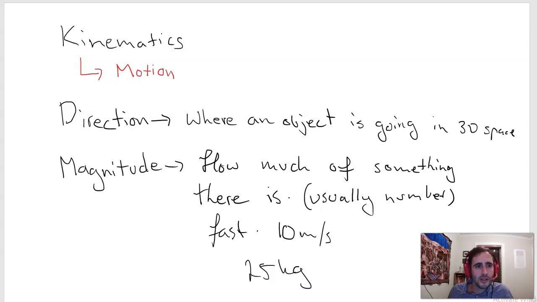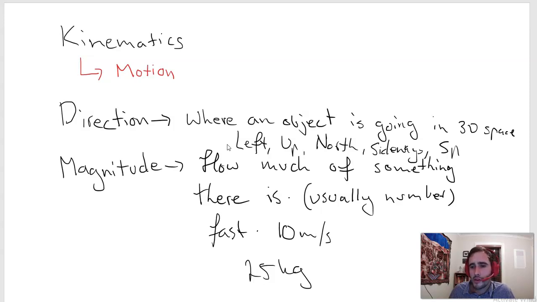Now, direction, a couple of examples that we could say. We could say left. We could say up. We could say north. Sideways. Maybe not quite this one, but if you're spinning, there is a direction to that. It's a changing direction there.